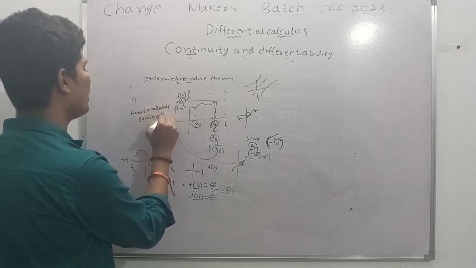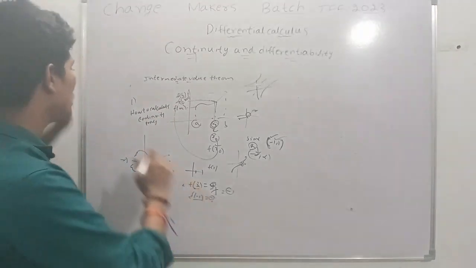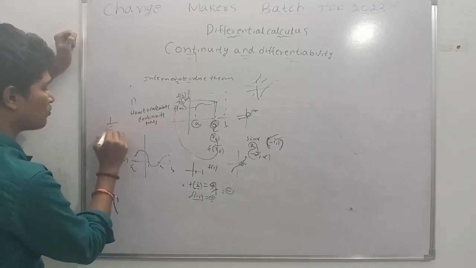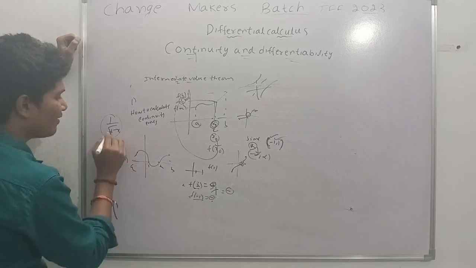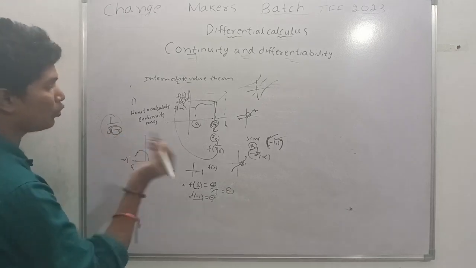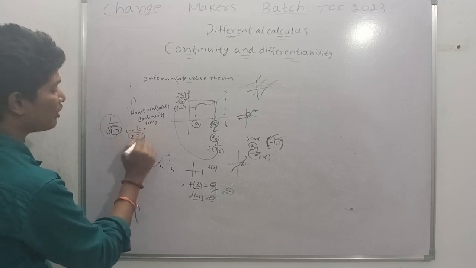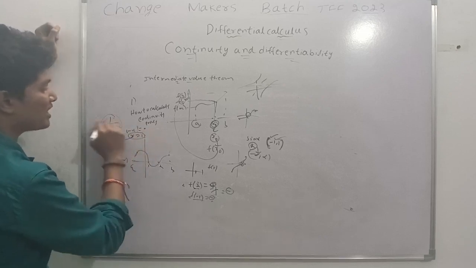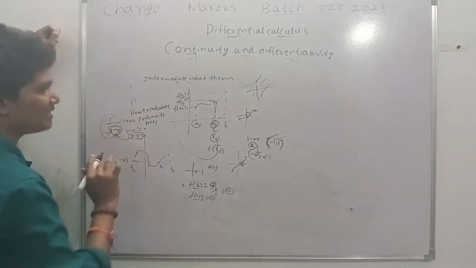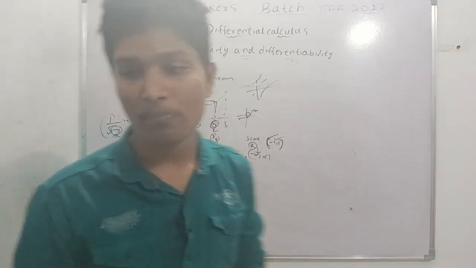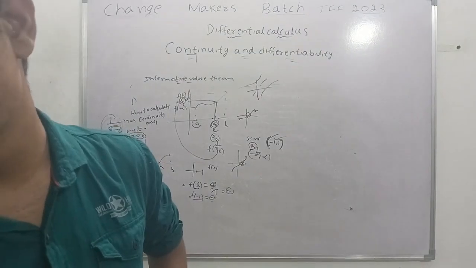How to calculate continuity points? You have to see, suppose there is a function like 1 by root of 1 minus x. You have to see when it is not obeying the rule, that is 1 minus x equal to 0. At x equal to 1, this function is getting wrong. So at x equal to 1, there might be a chance this function is discontinuous. So you have to check like this. By this you can calculate the continuity, at what points it is continuous.